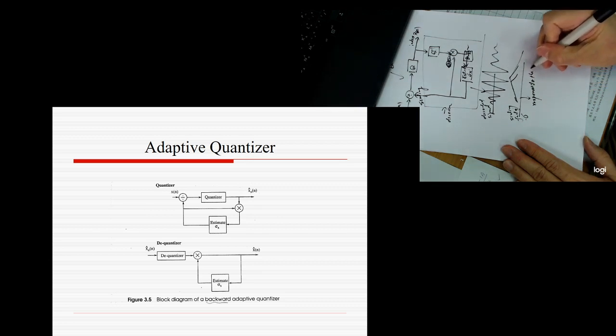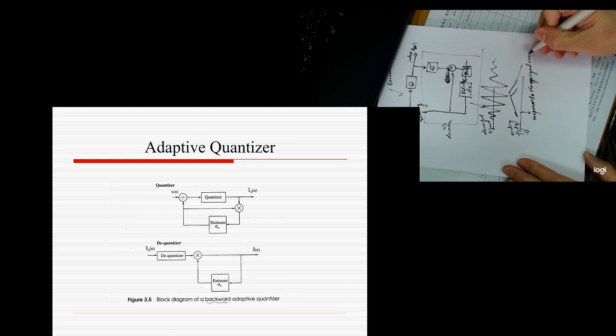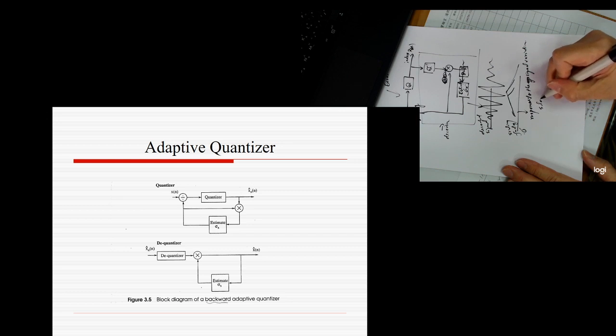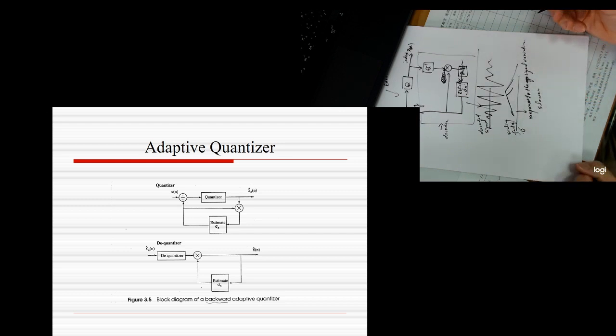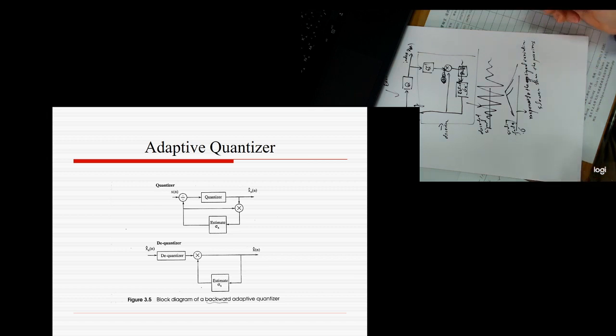to the signal variation will be slower than the previous one. Why? Previous forward adaptive quantization, because previous one we are based on the current input signal, and then we can do the estimate first.